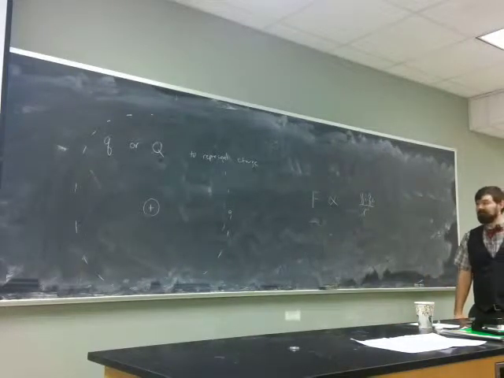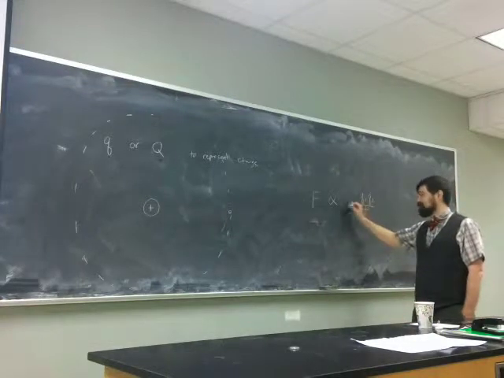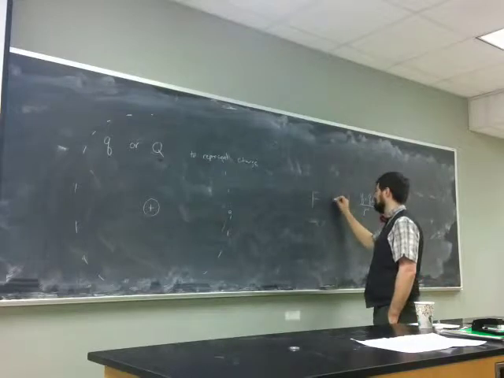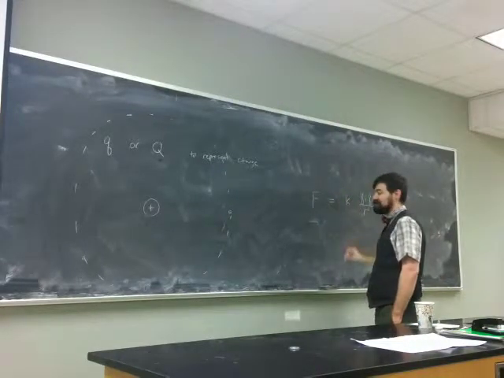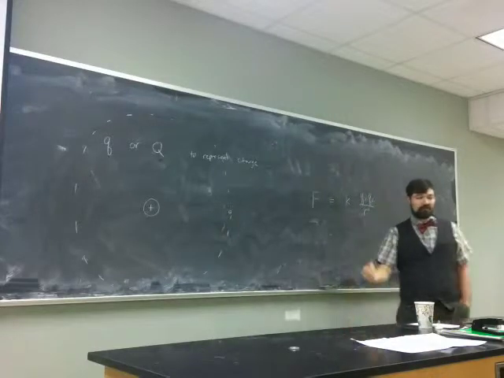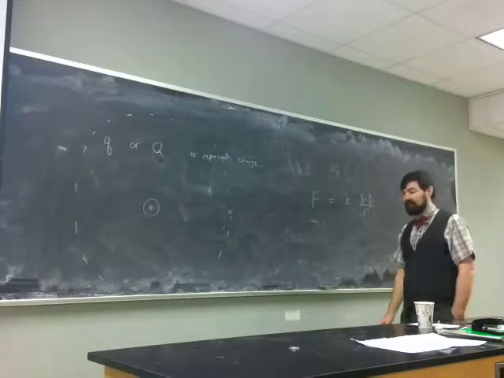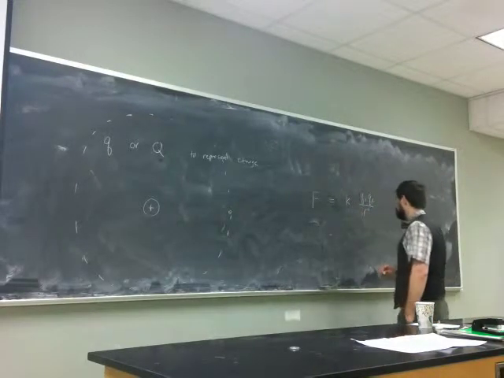All right, and so in order to make it an equality, you have to know what the proportionality constant is, and that's what's called Coulomb's constant. So to make it equal, we have to multiply it by some constant. It's usually abbreviated with a K, sometimes a K sub E, or a K sub Q, or a K sub C. I'll just use a K.